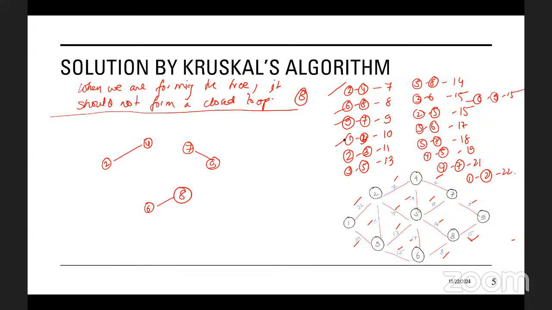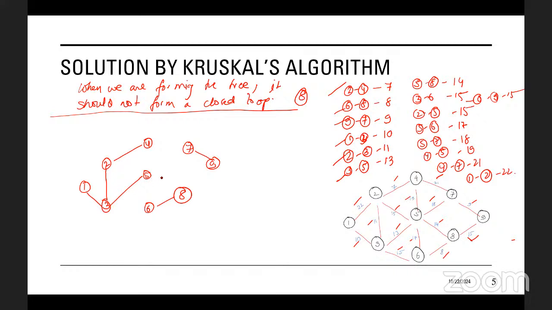Next is 1 and 3. So we'll have 1 over here and 3 over here. We'll add 1 and 3. Then how many we have added? 4 we have added. Next is 2 and 3. So 2 and 3 will add. Next is 3 and 5. 3 and 5 is added. We have added 1, 2, 3, 4, 5, 6. As of now, 2 more we need to add.